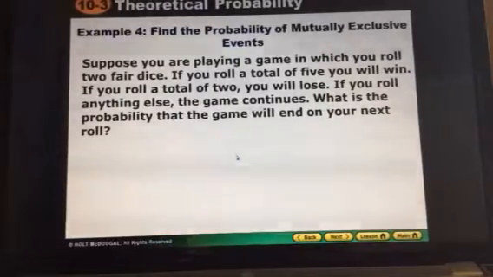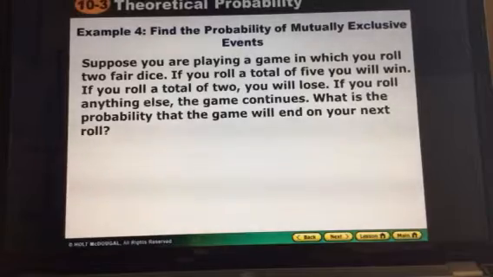Okay, suppose you're playing a game in which you roll 2 fair dice. If you roll a total of 5, you will win. If you roll a total of 2, you will lose. If you roll anything else, the game continues.